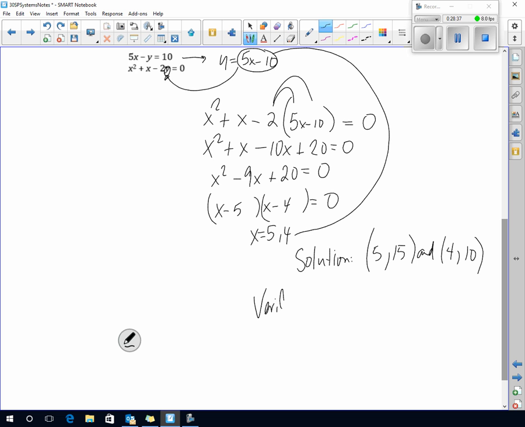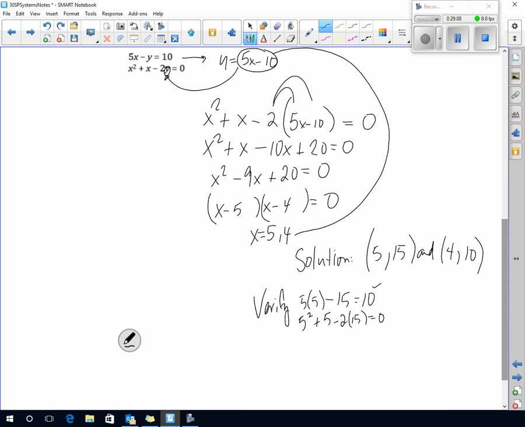So that works. Now I'm going to substitute 5 and 15 into the second one. I get 5 squared plus 5 minus 2 times 15 equals 0. I have to do it into both to verify this point. 5 squared is 25. 25 plus 5 is 30. And what's minus 2 times 15? Minus 30. So 30 minus 30 is 0. So this point worked.